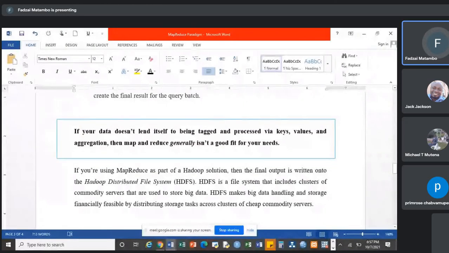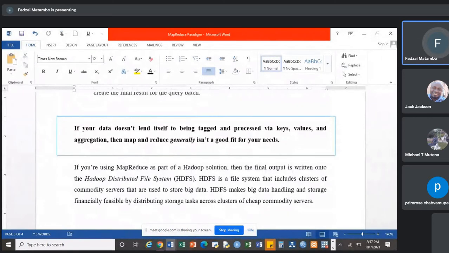So if your data doesn't lend itself to being tagged and processed via keys and values and aggregation, then map and reduce generally is not a good fit for your data. If you cannot find the keys to identify your data and the values for your data, you cannot use the MapReduce paradigm.